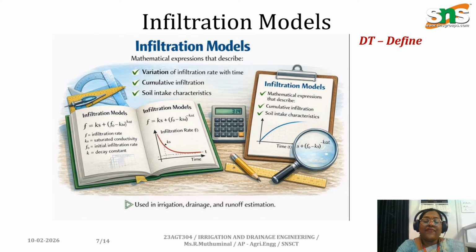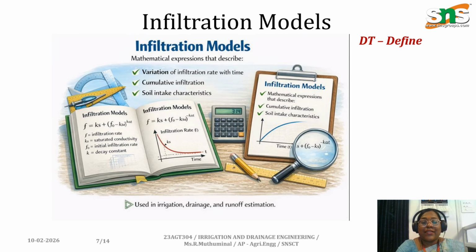So that means F is nothing but infiltration rate, Ks is nothing but saturated conductivity, F naught is nothing but initial infiltration rate, and K is the decay constant. Usually these infiltration models are dependent upon cumulative infiltration and soil intake characteristics. Time is nothing but S plus (F naught minus Ks) whole power minus Kt.